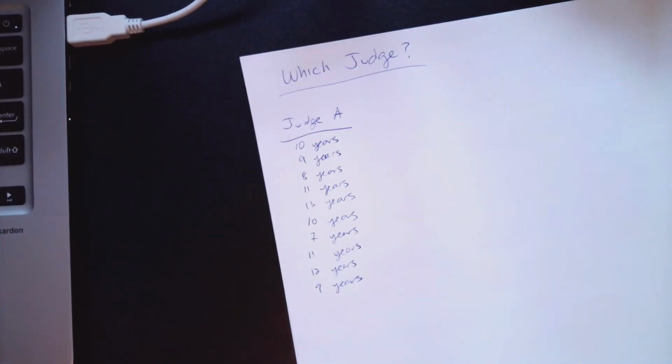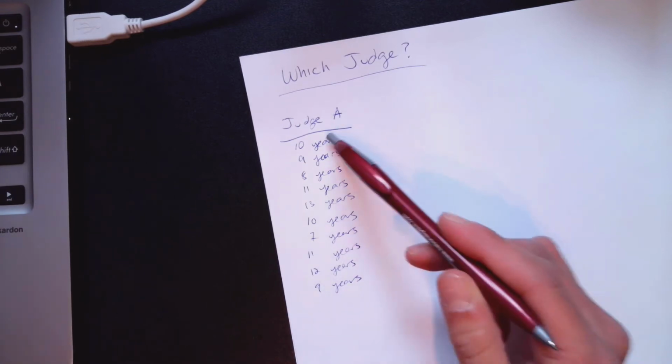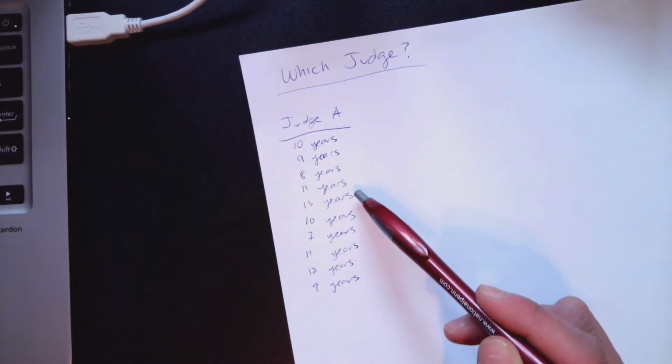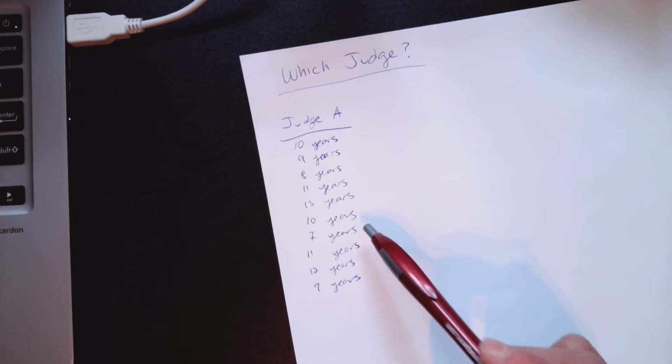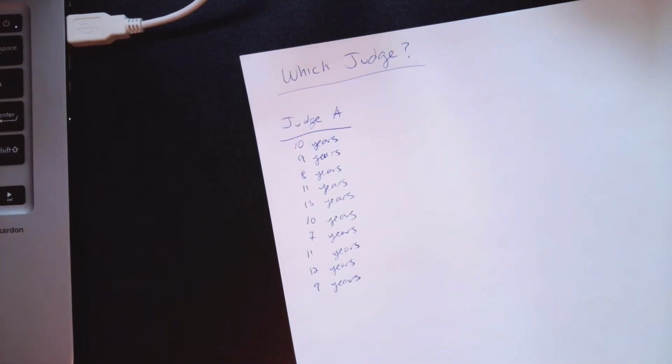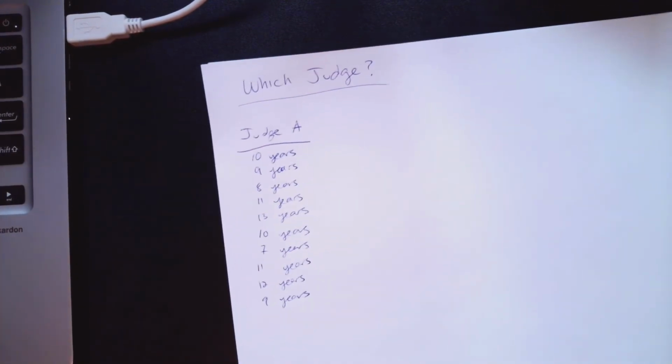So here's Judge A. The last 10 sentences assigned by Judge A for murder were 10 years, 9 years, 8 years, 11 years, 13 years, 10 years, 7 years, 11 years, 12 years, and 9 years. So that's one of the judges that you can have your case assigned to.